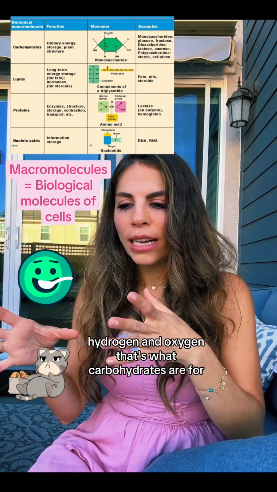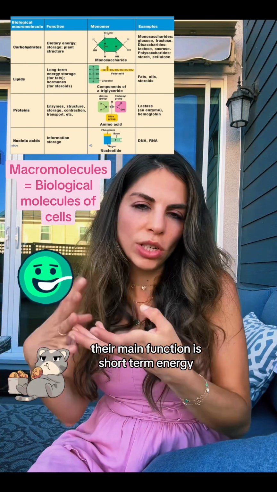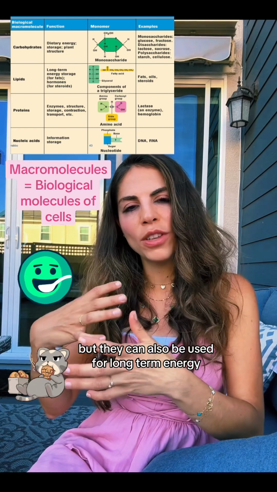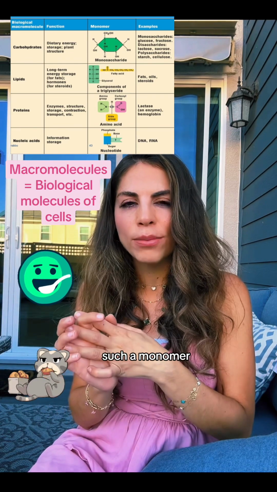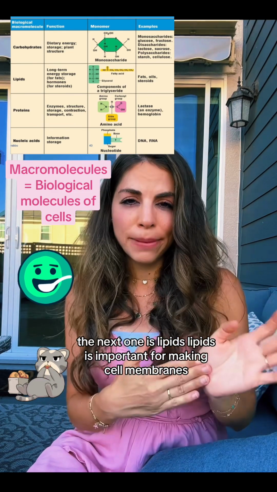So that's what carbohydrates are for. Their main function is short-term energy, but they can also be used for long-term energy. And they're made up of monosaccharides. That's the monomer. The next one is lipids.